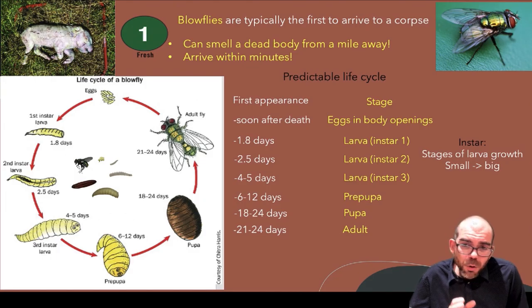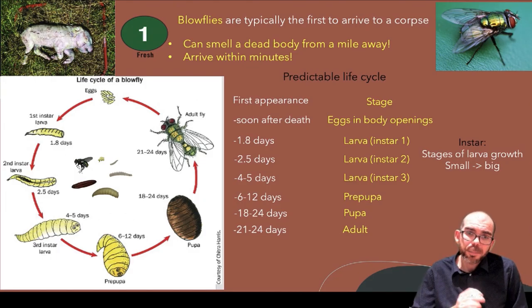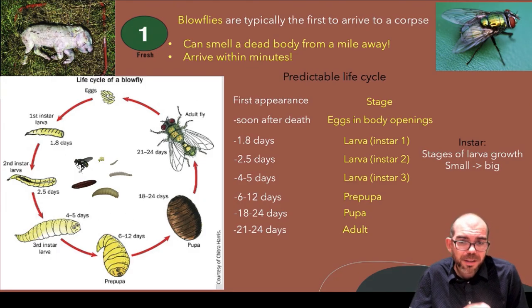This gives us an incredible timeline. Knowing that blowflies arrive at the corpse right when they are present or right when they decay, if I find some prepupa, the corpse is probably 6 to 12 days old.